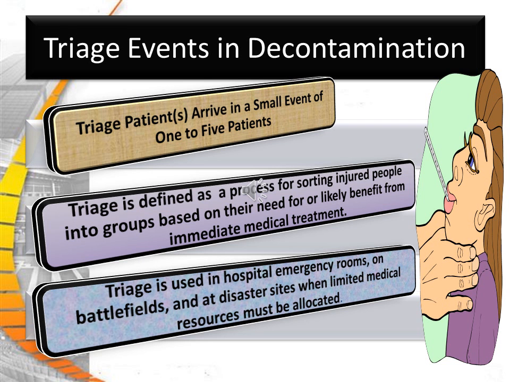Triage events in decontamination. Patients arrive in a small event of 1 to 5 persons. Triage is defined as a process for sorting injured people into groups based on their needs for or likely benefit from immediate medical treatment. Triage is used in hospital emergency rooms, on battlefields, and in disaster sites when limited medical resources must be allocated.